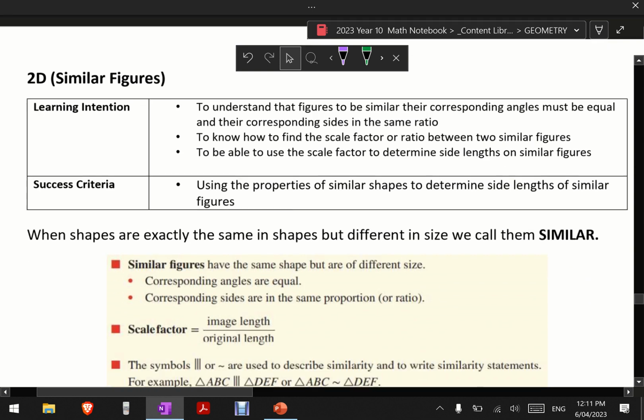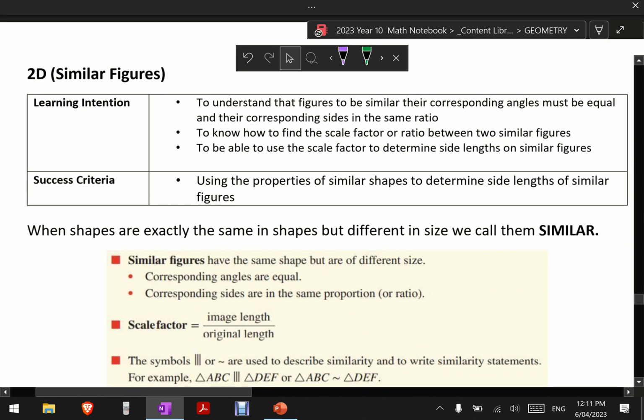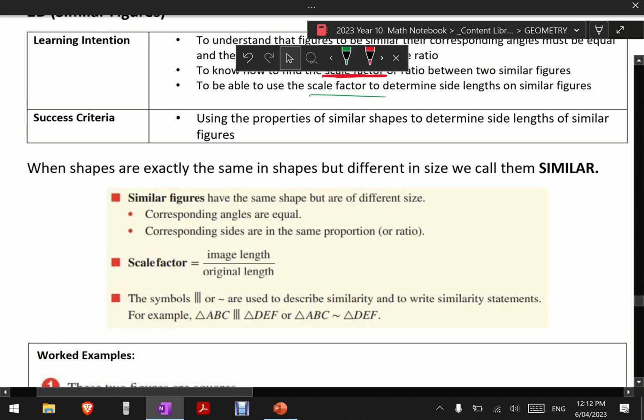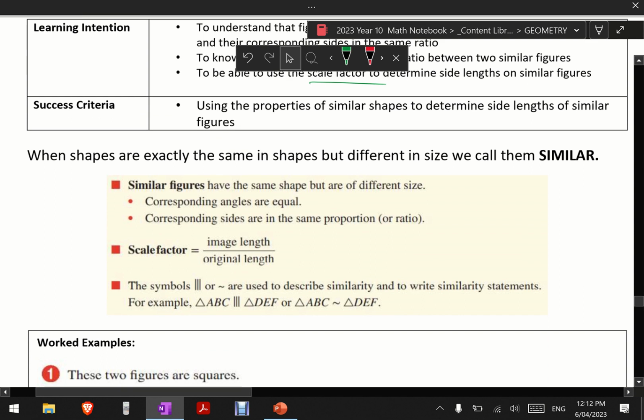As a learning intention, our aim is to be able to understand figures and whether they're similar or not, and also looking at corresponding angles and understanding how all of that comes into play when it comes to similar figures. The other thing that's important is knowing your scale factor, or you can call it the ratio, but that tells us how big or small a certain shape is by, and also using our scale factor to find unknown lengths, and hopefully we can all do that by the end of today.